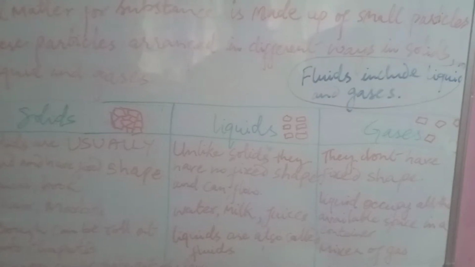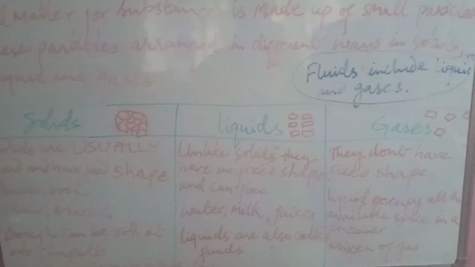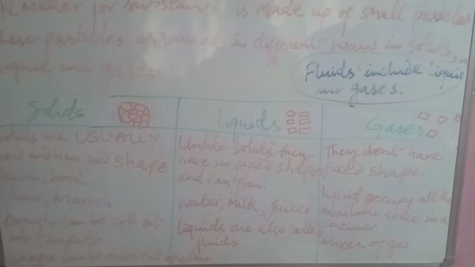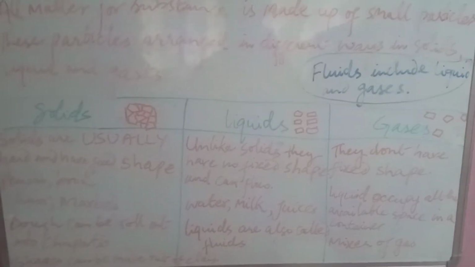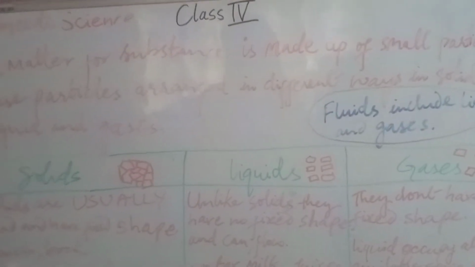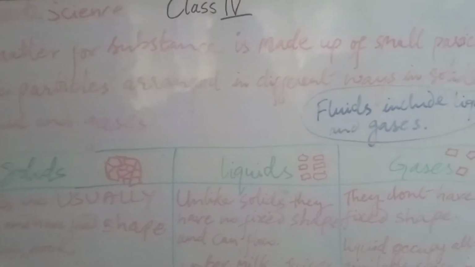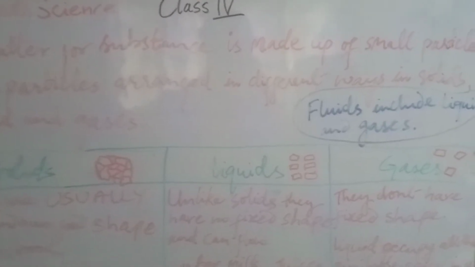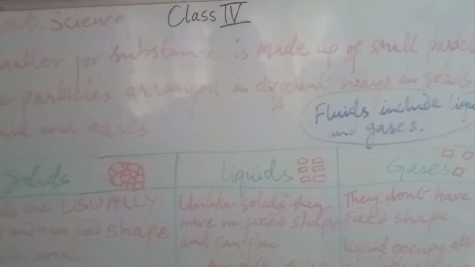Now the liquid part. Unlike solids, liquids have no fixed shape and can flow. Some examples are water, milk, and juice. Liquids are also called fluids. Why? Because in a liquid the particles are not very closely packed, so they have no fixed shape and can flow anywhere.